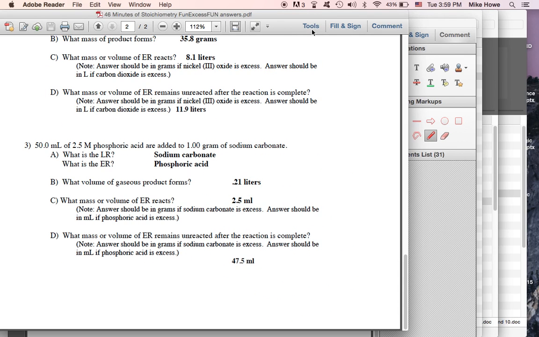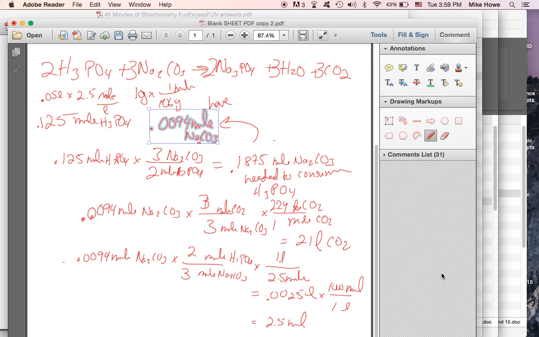Then the last question says, what volume remains unreacted? Well, we had 50 milliliters to start with. We used 2.5. So this answer just becomes 50 minus 2.5 equals 47.5 milliliters that remained unreacted. So there you have a limiting reactant problem.